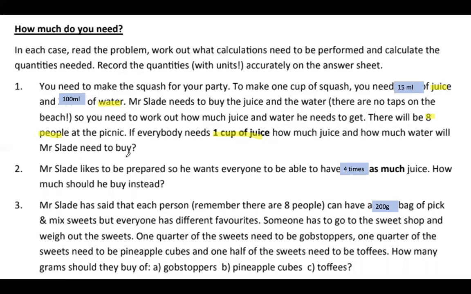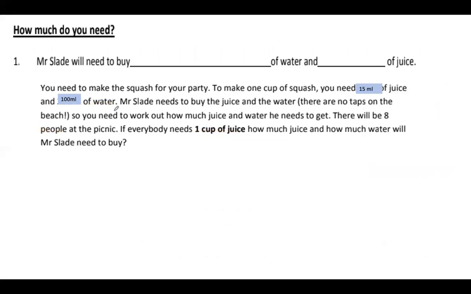Now I'm going to read it back with our numbers here. So to make 1 cup of squash, you need 15 milliliters of juice and 100 of water. And those are the only numbers. We had our 8 already in our cup of juice. So everyone needs 1 cup of juice. Let's take a look at this. We'll read question 2 and 3 afterwards. So this is what it's asking you. Well, he will need to buy, and it's asking you for the total amount. But let's take a look at this step by step, starting with the juice.